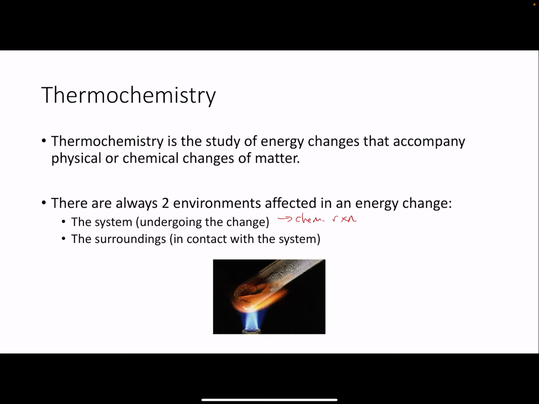Right? And then the surroundings are whatever is in contact with the system. But the key here is, whatever is changing is the system. And at the heart of that is essentially a chemical reaction somehow. And then the surroundings are whatever interacts with it to either give or take energy from it. And when we say energy, we're going to think of it as thermal energy or heat here in this unit.